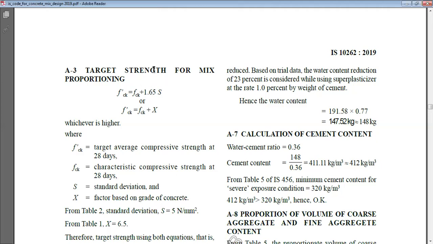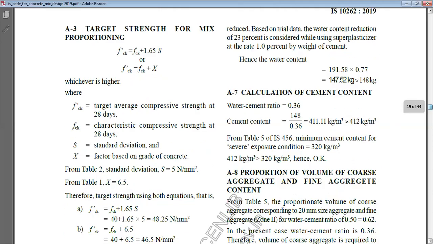In the last class we discussed why this target strength is required. fck is our characteristic strength, that is M40 you are going to design, but if anything happens, the strength should not become less than 40 Newton per mm square. That's why you use an increased strength. That increased strength you call the target strength. It is given by two equations: f dash ck equals fck plus 1.65 S, or f dash ck equals fck plus X S. S is the standard deviation, and X is a factor based on the concrete grade.